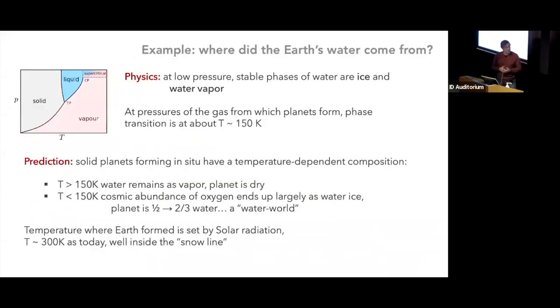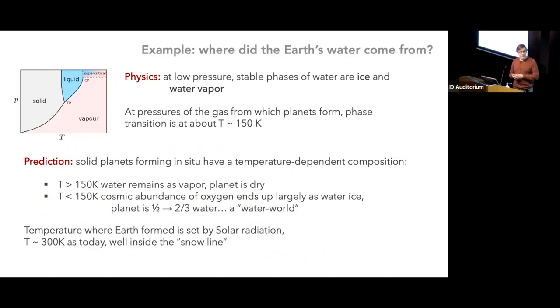So maybe that's a bit abstract. I'd like to begin by giving an example of one property of a planetary system that we're interested in, and how we understand it. The question is, how did we get water on the Earth? Water is obviously very important for habitability. It's one of the basic things people agree about as being important.